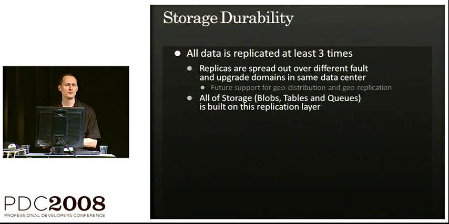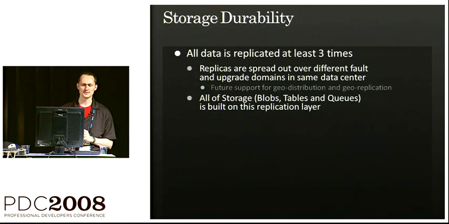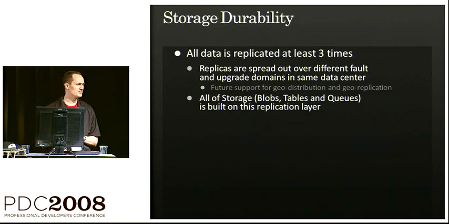Now, for durability, we replicate all of your data at least 3 times. And the way we do this is we spread your replicas out over what we call fault domains and upgrade domains. And what this means is that no 2 replicas for a piece of your data are in the same fault domain or in the same upgrade domain.